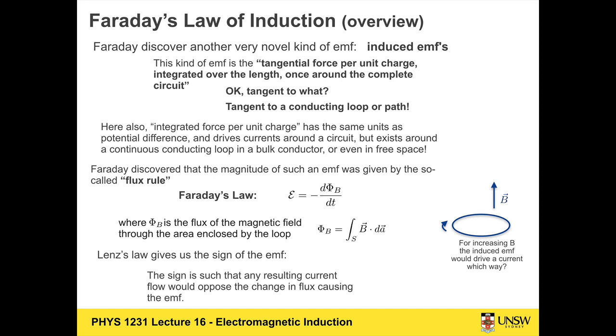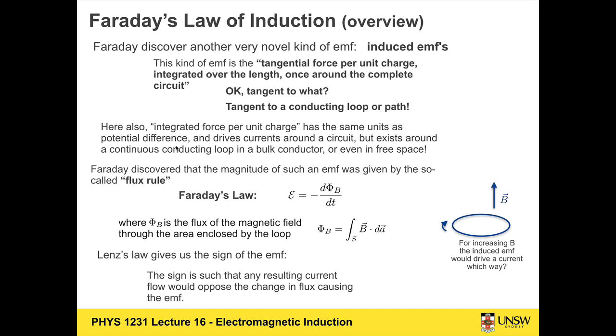But as we discussed in Physics 1B, Faraday discovered another, very novel type of electromotive force, an electromotive force that was induced by changing magnetic fields. And so it's a kind of tangential force per unit charge integrated over the length once around a complete circuit. Well, okay, tangent to what? Well, tangent to some conducting loop or path, right?